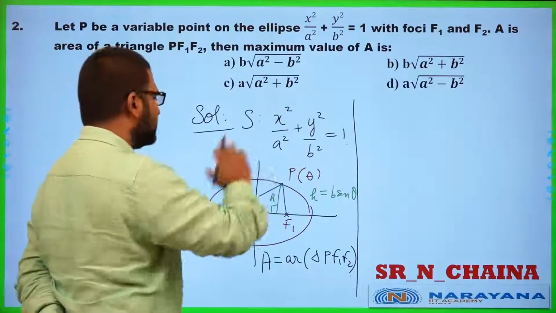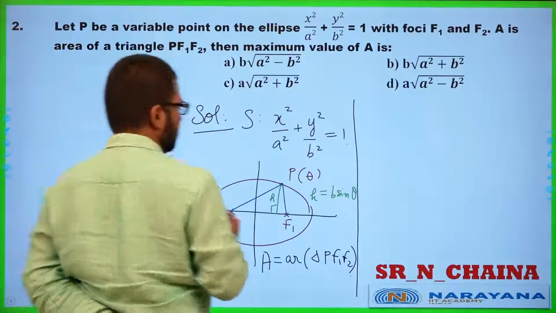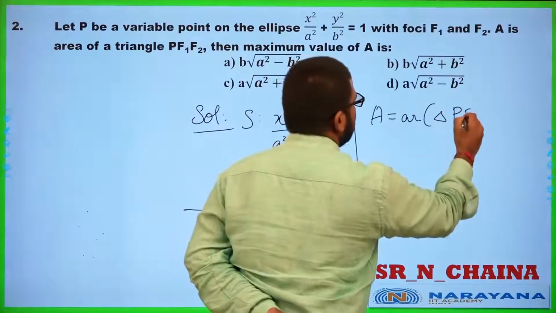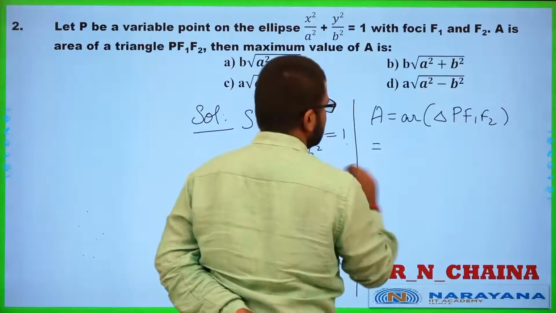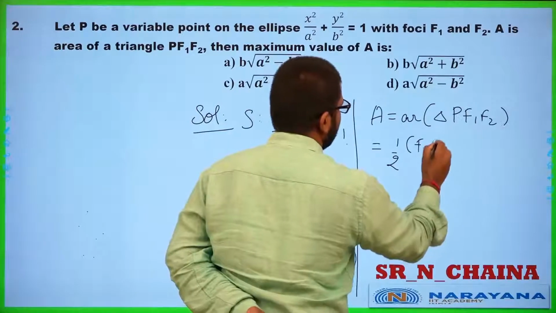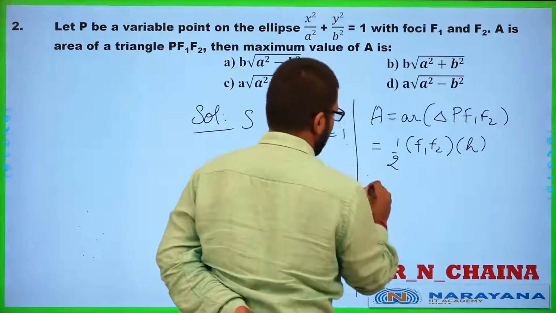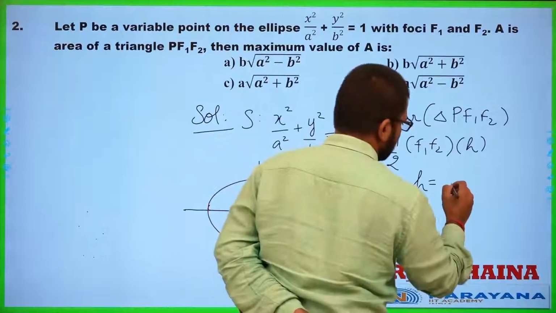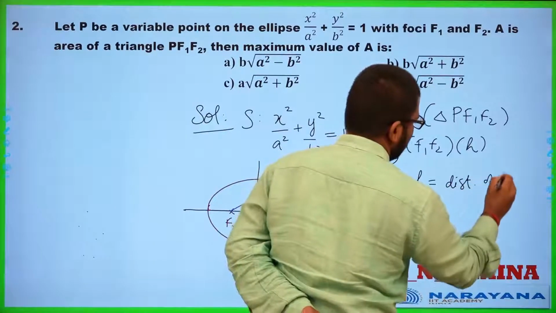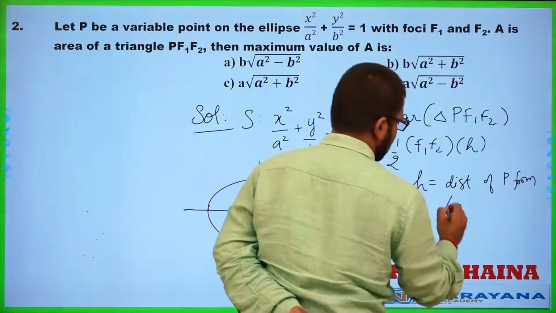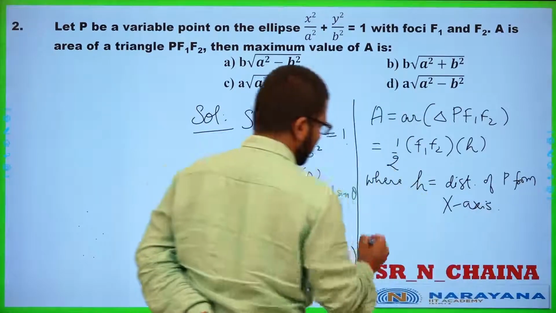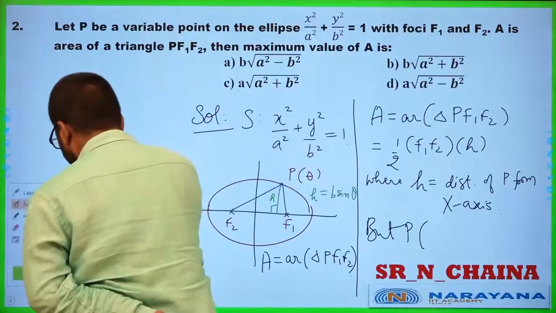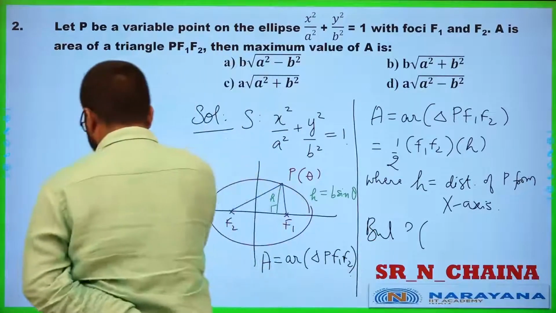So now I just need to write this formula: A is equal to the area of triangle PF1F2, which is half of F1F2 into H, correct? Where H is equal to the distance of P from the x axis. But what are the coordinates of P? Coordinates of P would be a cos theta comma b sin theta, correct?